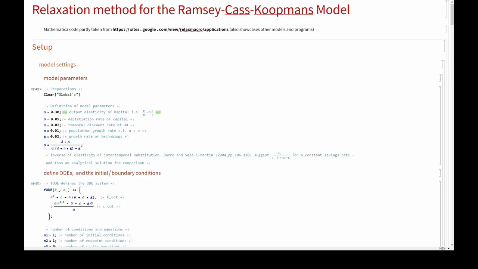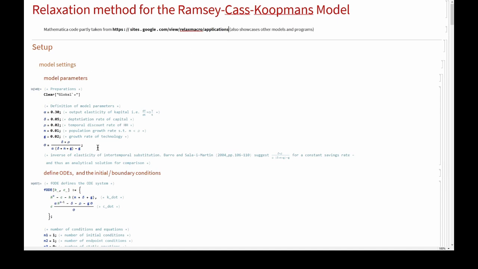Let's now solve the Ramsey-Cass-Koopmans model in Mathematica using the relaxation method. First, I would like to draw your attention to this link here. It's done by the original authors. Parts of my code are taken from their supplied solution, so all credits to them. Also, it's definitely worth checking out.